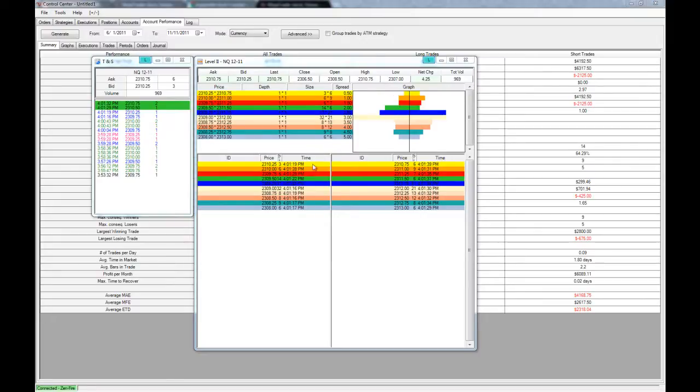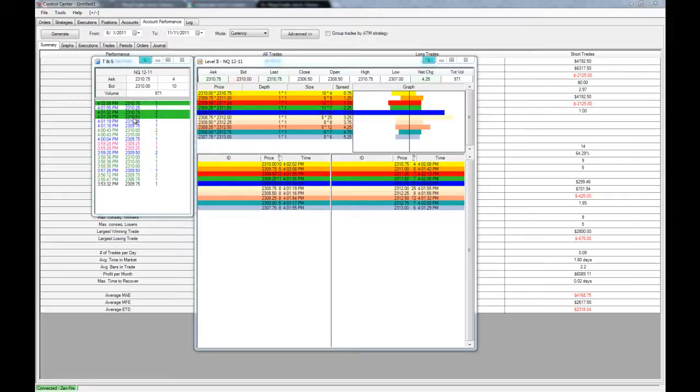So what we have here on level 2 is the actual price range. We can do up to 10 price ranges, and we can see the size or the volume at each level and the spread difference at each level as well. And we can see up here, of course, the ask, bid, and last of the NASDAQ, which is currently what we're watching, and the close, open, high, low of the day, as well as the net change and the total volume for the day. And what we have down here is where you would normally see the market maker screen.